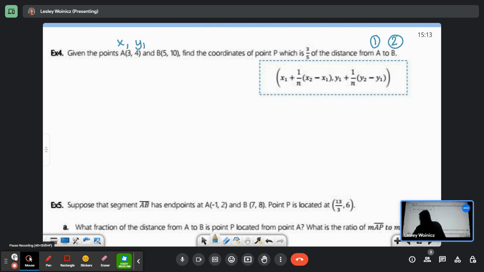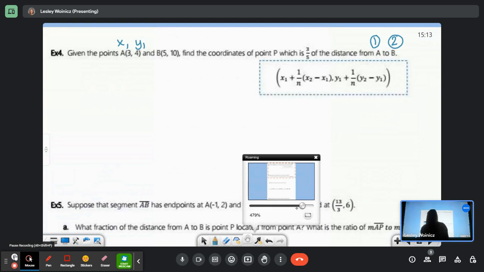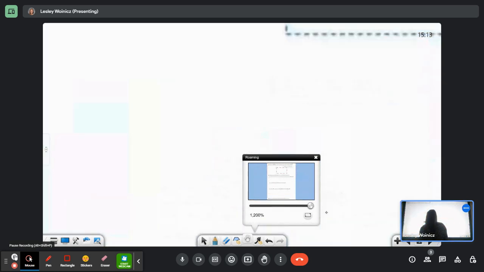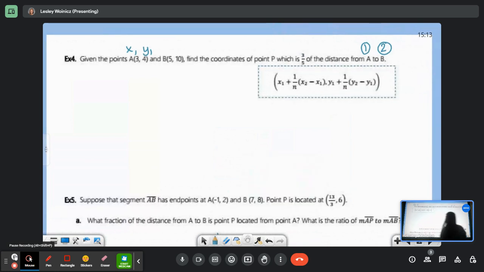Okay, we're ready. 5 is going to be our X sub 2, and 10 is our Y sub 2. Okay, what is our fraction? What's our fraction? 3/5. So that's what we're going to put in for the fraction part.